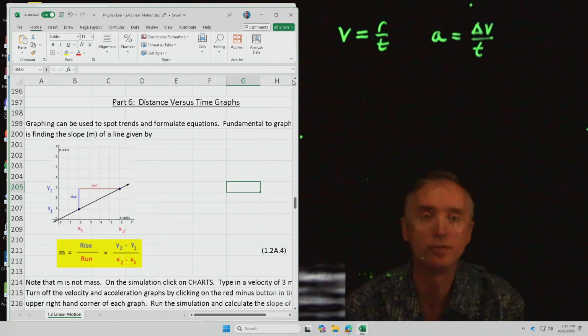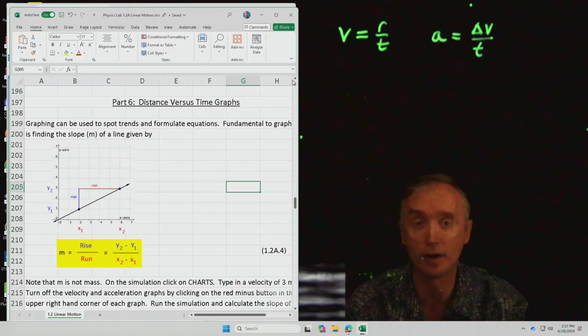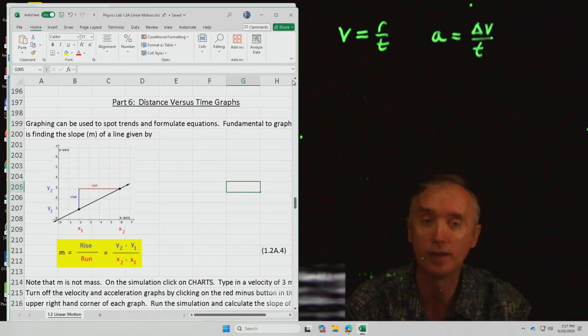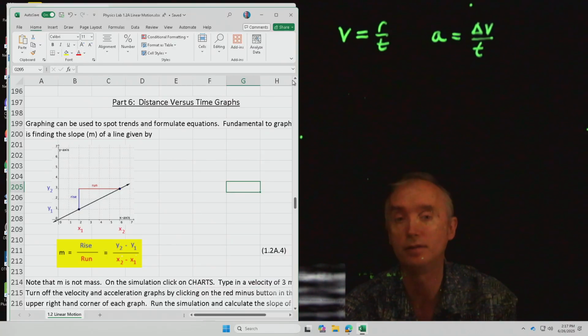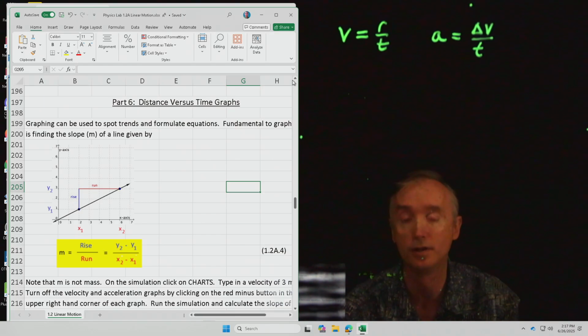Okay, I'm back, and now we want to do part 6 of the lab, which is on distance versus time graphs. Graphing is very, very useful to a scientist. So, a scientist, when he's trying to investigate some kind of phenomenon, is going to collect data. And then they will graph that data, and then they will look for trends in the data. Now, ultimately, they would like to turn the graph into a straight line, because if you have a straight line, you can predict what the equation is.